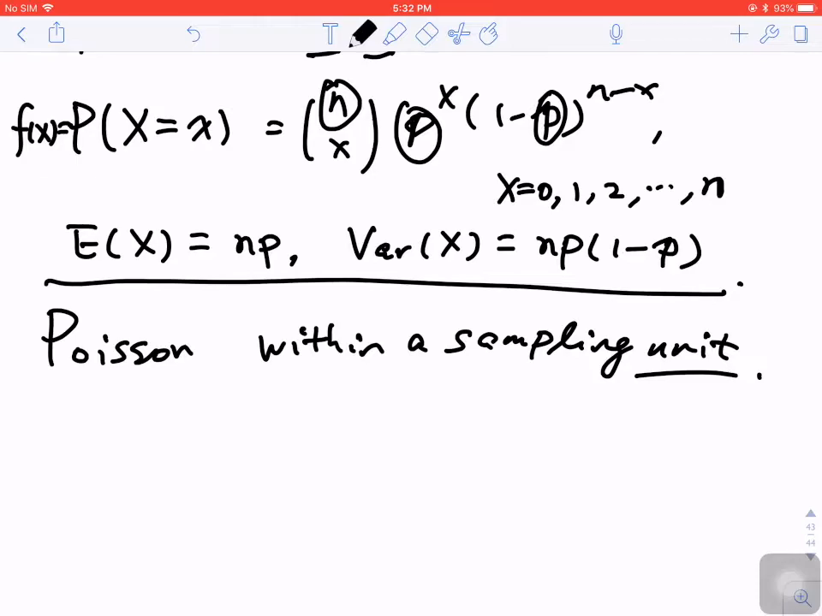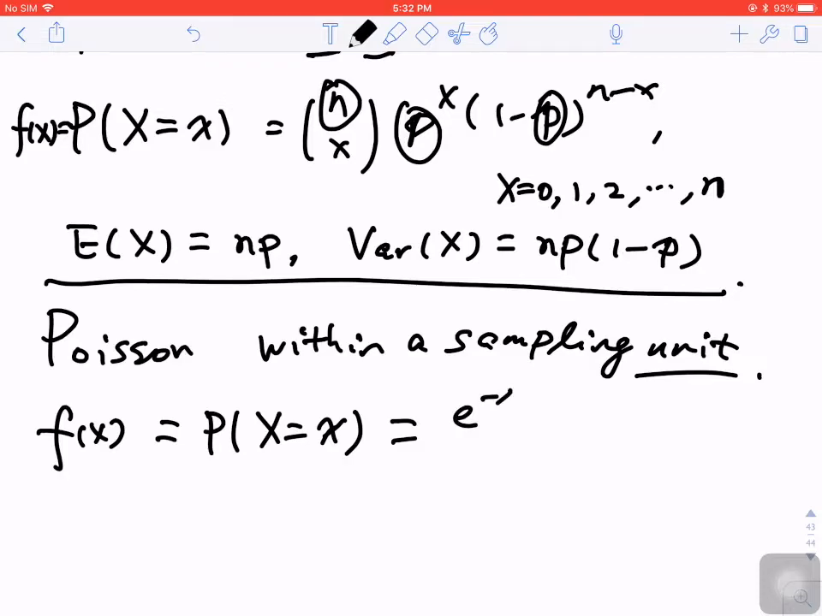Okay, so I'm gonna write down the PMF. The PMF of a Poisson is equal to this stuff.